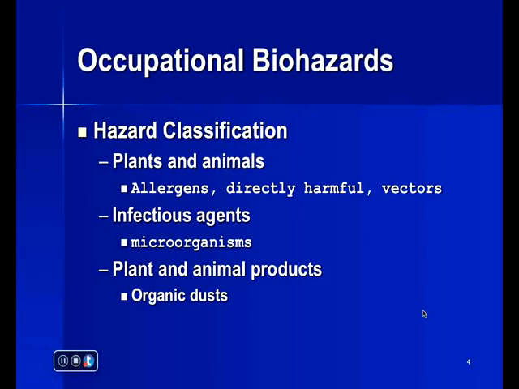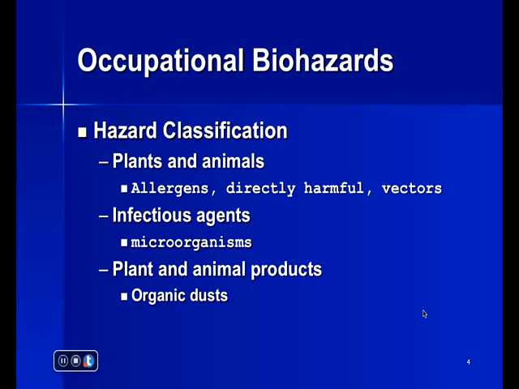Now, for the classification of occupational biohazards, a living thing can be a potential biohazard. And I've got classifications here of plants and animals. You can have biohazards in that group, microorganism or the infectious agents, and plant and animal products. And just for an example of something like this, plants and animals, you can have a lot of things that are allergenic. So many types of plants cause allergies.